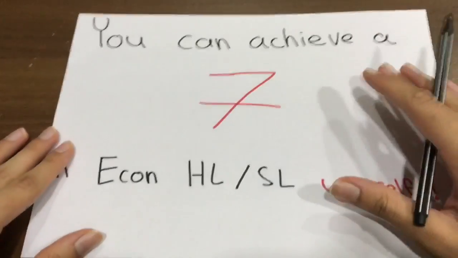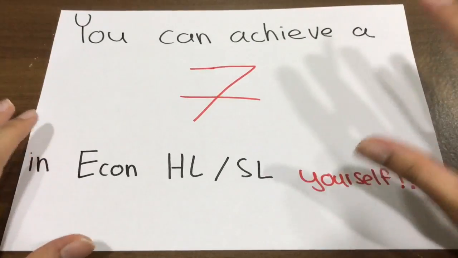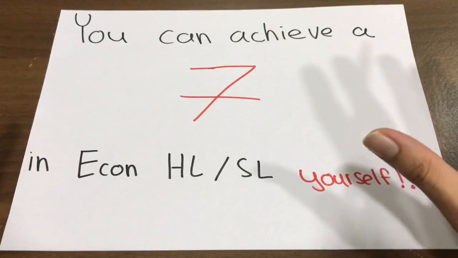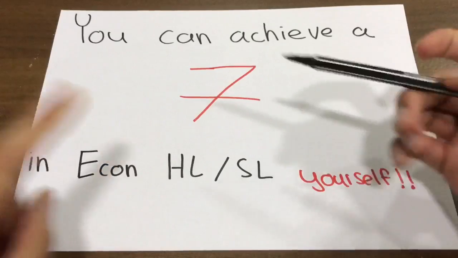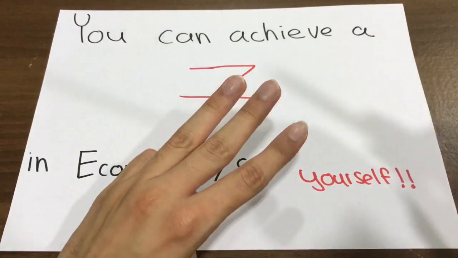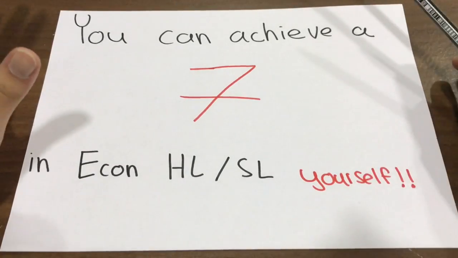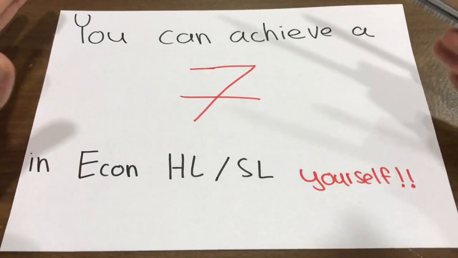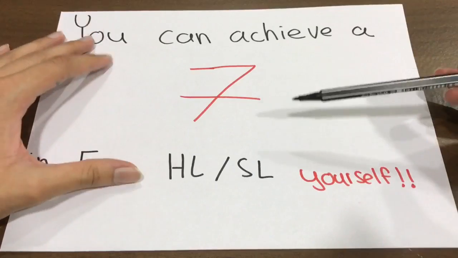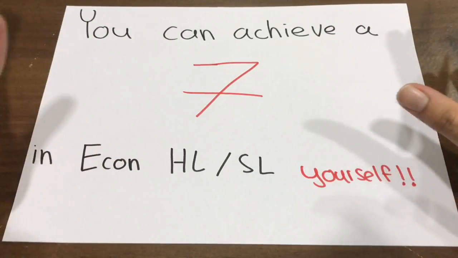So to reiterate my whole point, you can achieve a 7 in Econ HL or SL yourself. You don't need a good teacher. All you need to do is know how to study, which I've shown you. I've shown you which textbook to use, which video to use before you use the textbook, the best revision guide, how to do your IA and exam technique. If you can follow that and you work at that, I can guarantee that a 7 is not only possible, but it's extremely likely. So hopefully that helped.